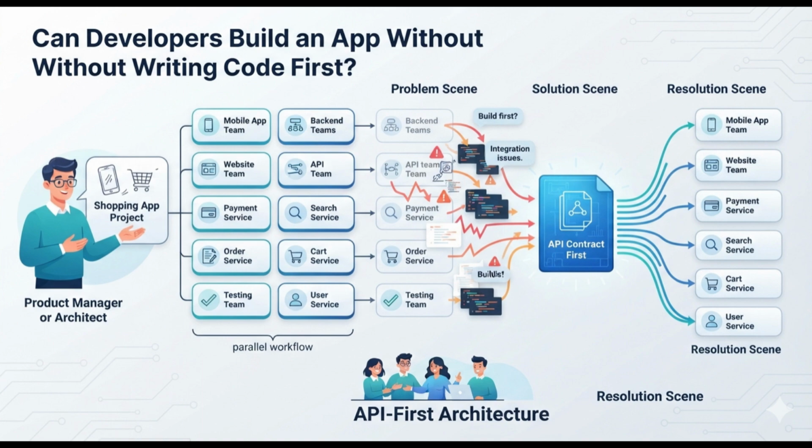Imagine a company asks 10 development teams to build a new shopping app. One team is building the mobile app, another the website, another the payment service, and another the order service. If everyone starts coding immediately, what happens? Each team makes different assumptions about the APIs, leading to confusion, delays, and integration issues. Modern architects solve this by designing the API first, before writing a single line of code. This approach is called API-first architecture.